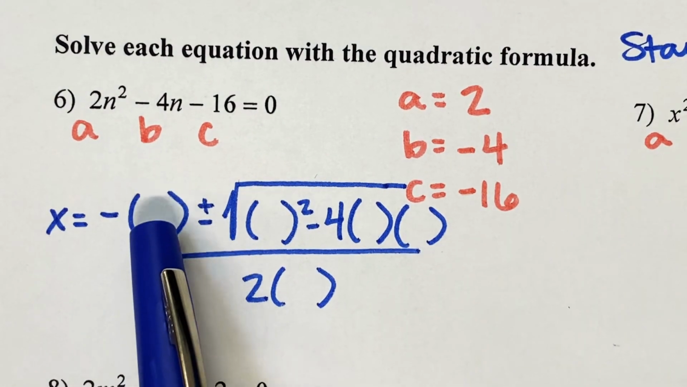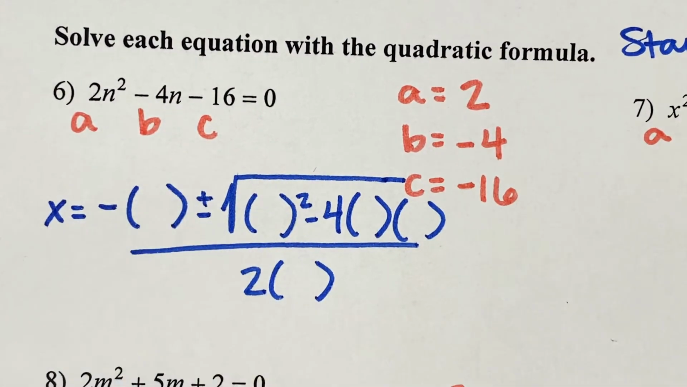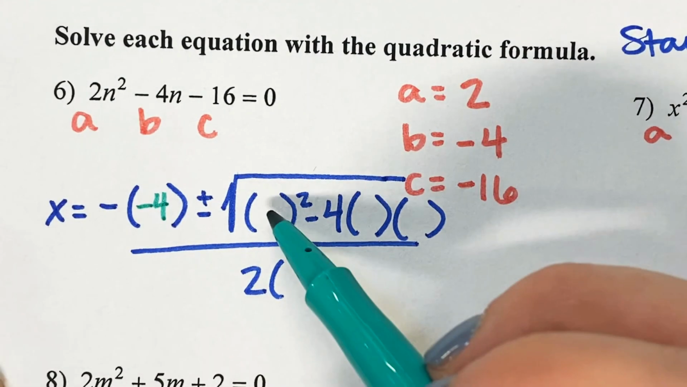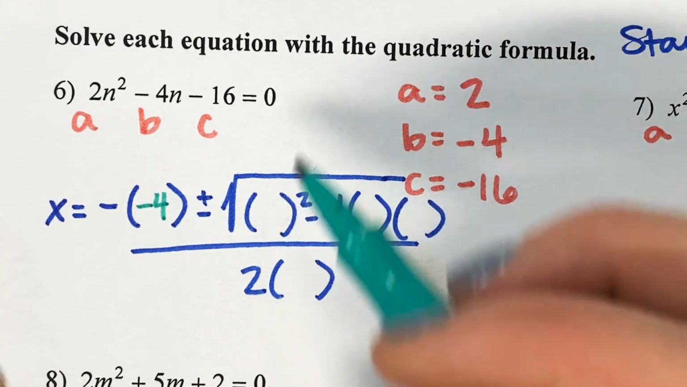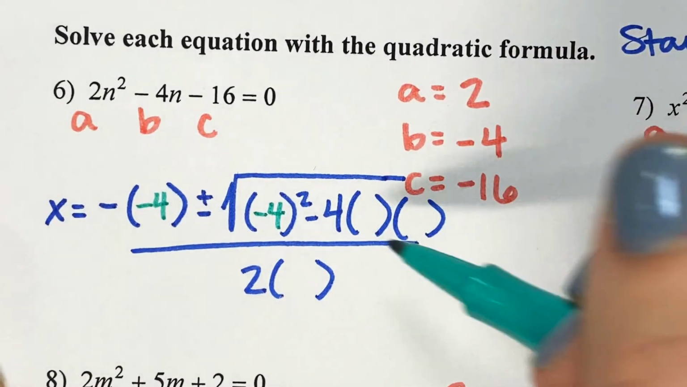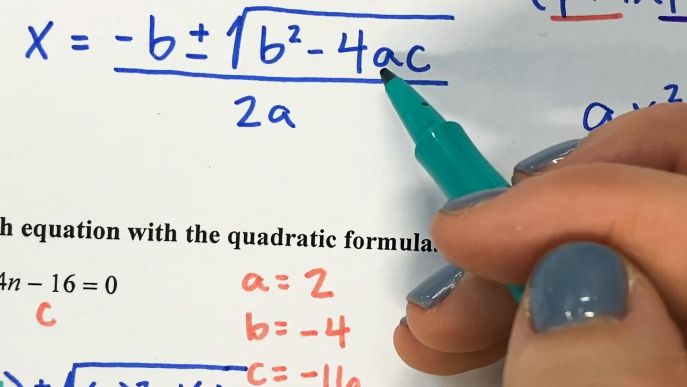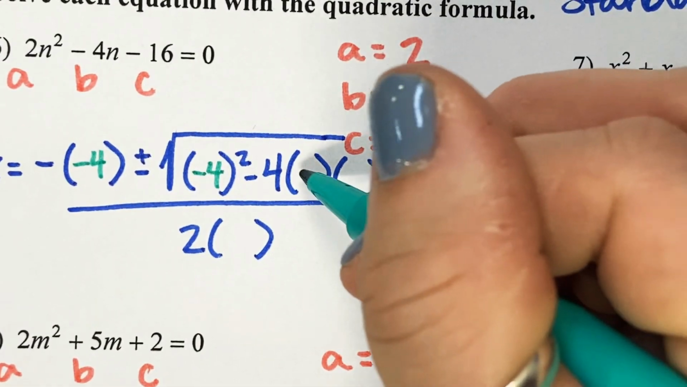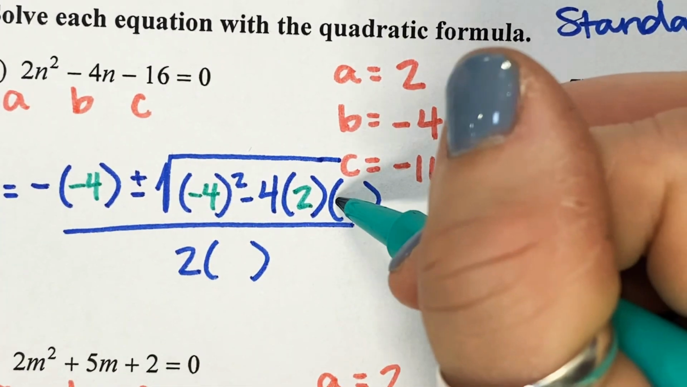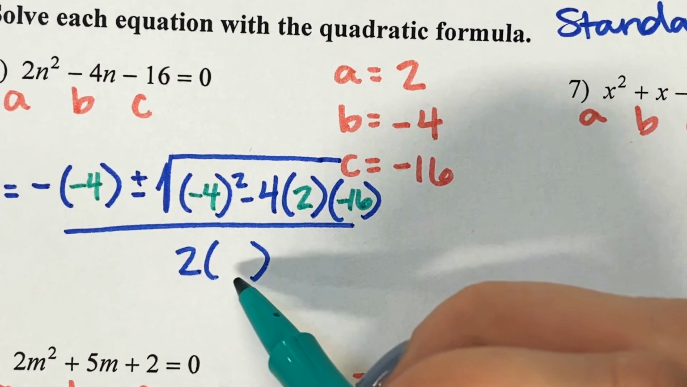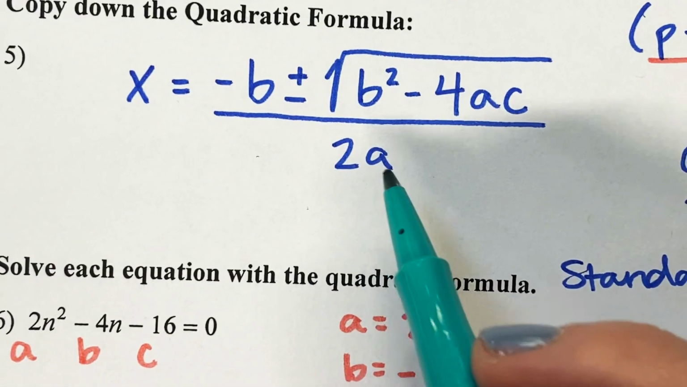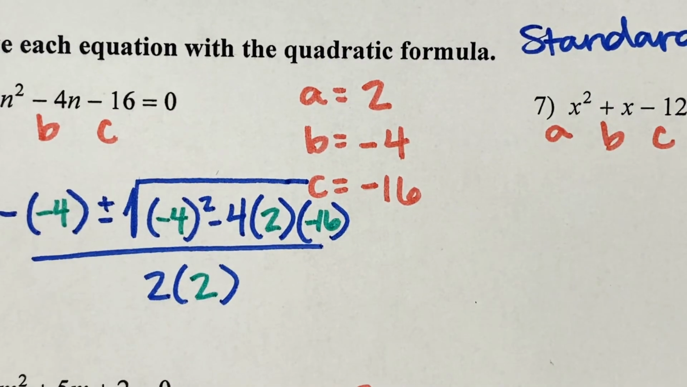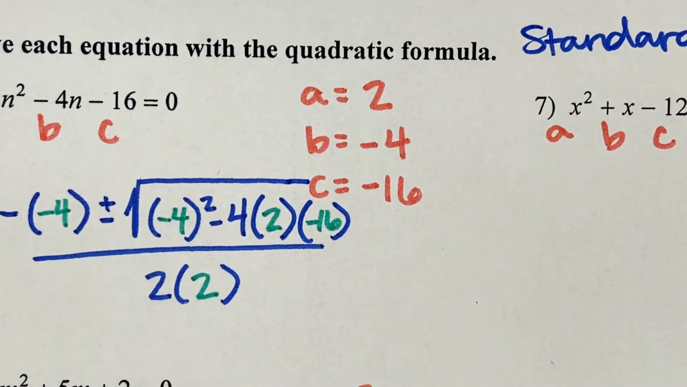Okay, so my first space is the b. What is my b? -4. Okay, again, b squared, -4. 4 times a times c, so what is my a? Goes right here, 2. And what is my c? -16. Okay, all over 2 times a, so what is my a? 2. And that's all I want you to do with these today.